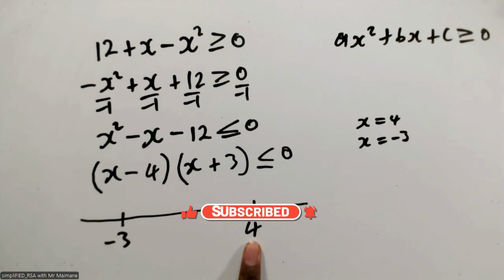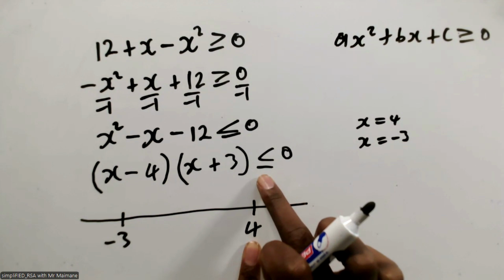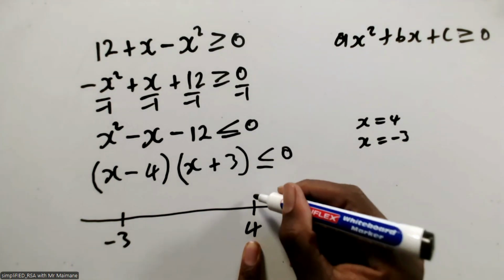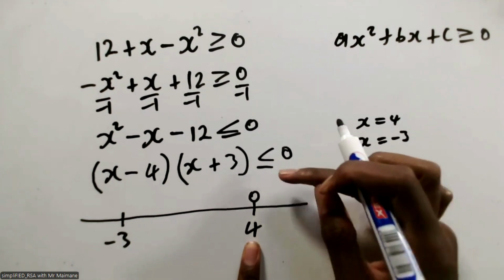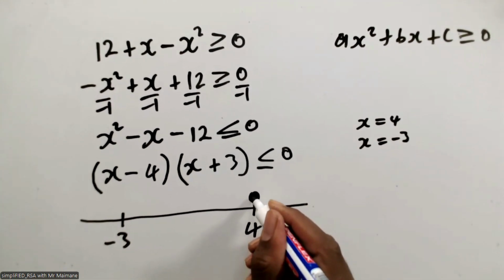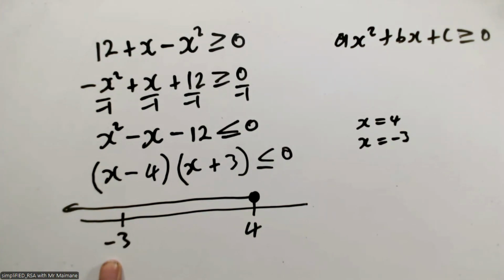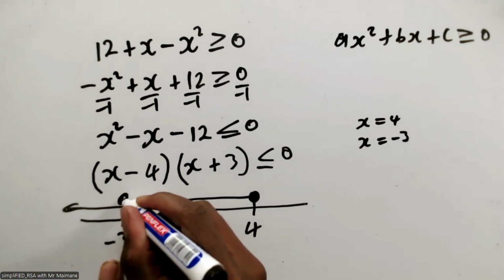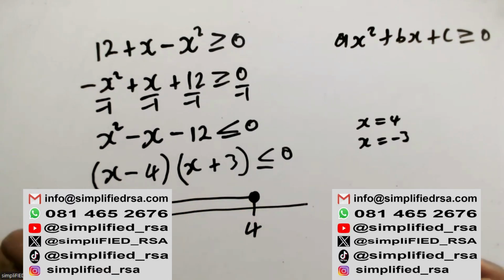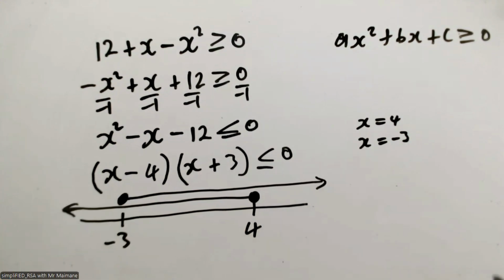The bigger value, it goes to the direction of the original sign after factorization. So now I'm going to show my circle here, and because it has an equal sign underneath, I will shade my circle, and then it goes to that direction. And then for minus 3, I will show my circle here because the smaller value, it has to go the opposite direction where that one went. So this one will go to that direction.